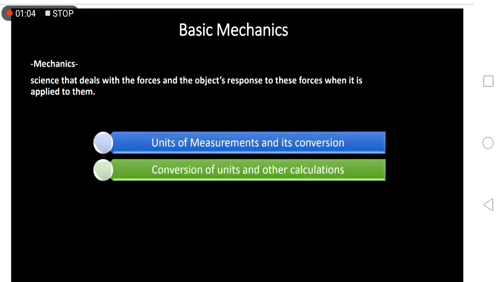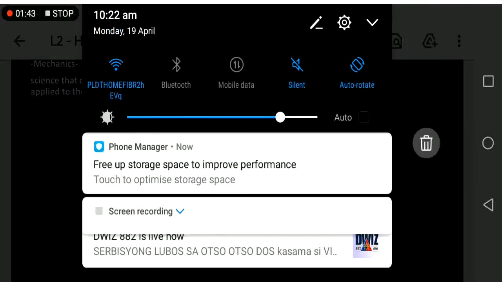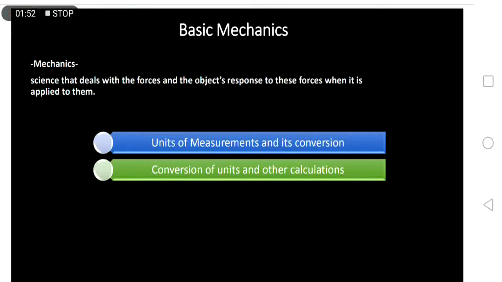Okay, so mechanics here by definition is the science that deals with forces and objects' response to the forces when they are applied to them. During farm operations, there are forces that act upon the body. So mechanics deals with that study, and what will be the response of the object when we apply a specific force. So again, mechanics is the study regarding the forces and the response of the object when we apply that force.